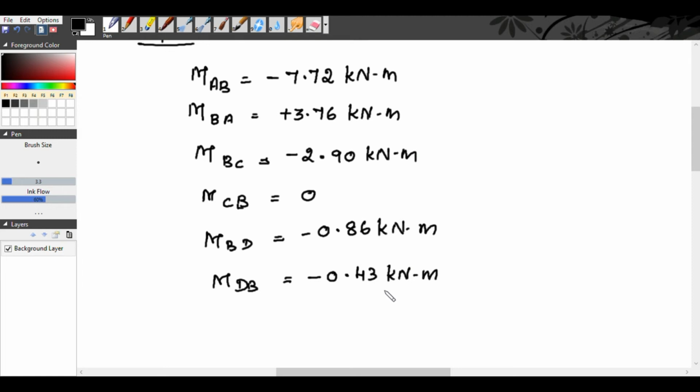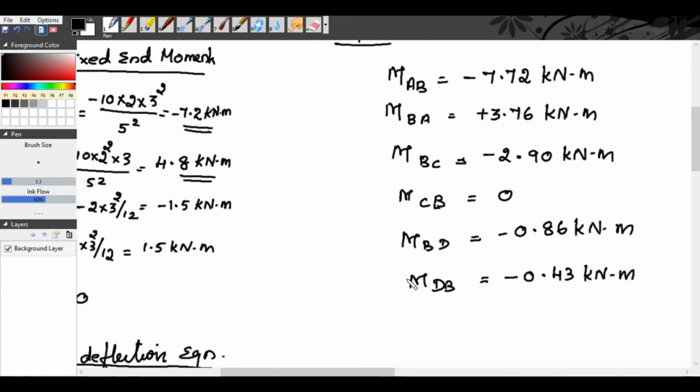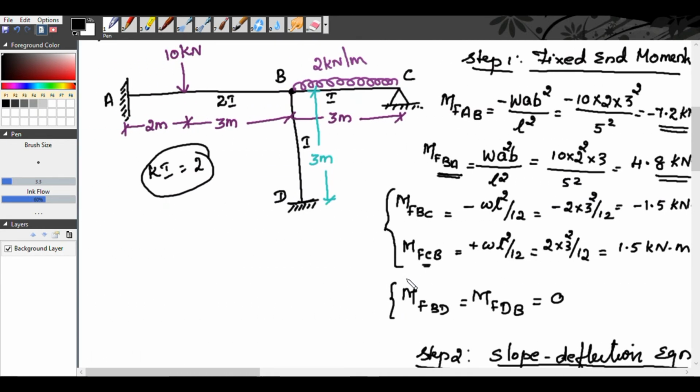Okay. Now, we will draw our bending moment diagram. So, how can we draw our bending moment diagram? As usual, for drawing the bending moment diagram, we have to draw the simple beam moment diagram first.